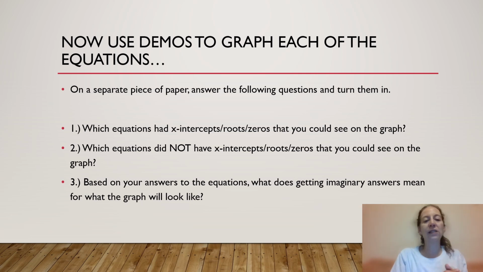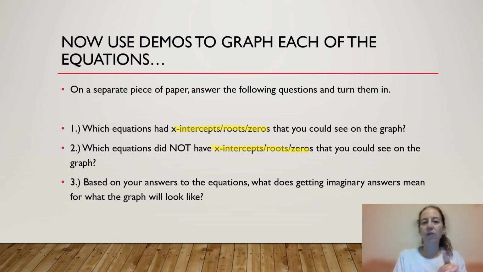So which equations had x-intercepts, roots, or zeros that you could see on the graph? Remember that these are all synonymous: x-intercepts, roots, and zeros are all the same thing. I could have said which equations had x-intercepts that you could see on the graph, which equations had roots you could see on the graph, or which equations had zeros you could see on the graph. Now, which equations did not have x-intercepts, roots, or zeros that you could see on the graph? In fact, we could say they didn't have x-intercepts at all. You didn't see them on the graph. So which ones had the ones that you could see on the graph and which ones did not?